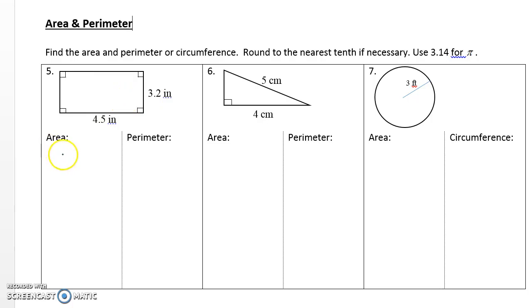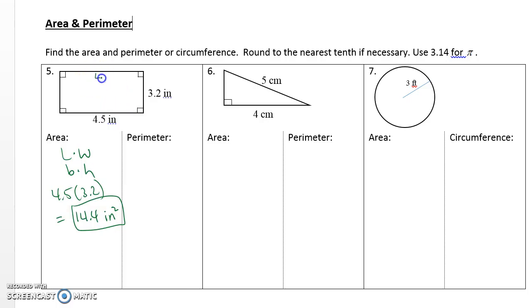The area of a rectangle is length times width, or some people like to say base times height. And so we'll multiply 4.5 times 3.2. You can do that in your calculator if you want to. And we get 14.4. Now, because you multiplied inches and another inches, we get inches squared for our area.